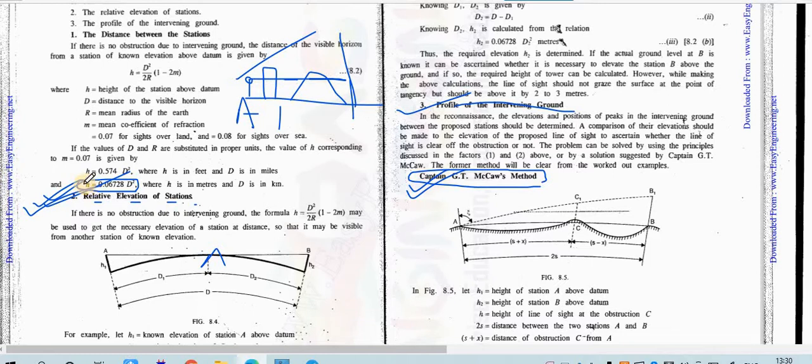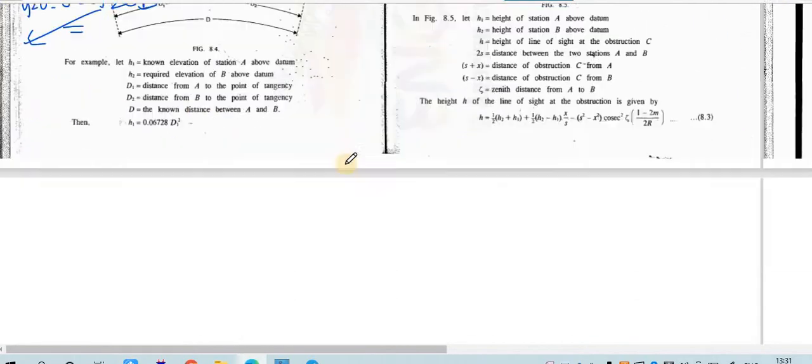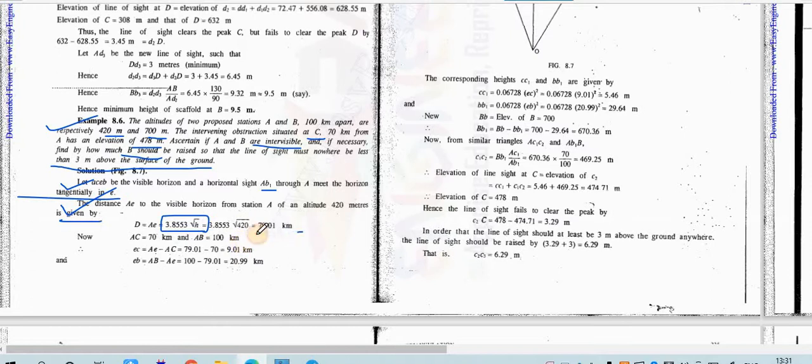Or you can use this formula also. Here we know the height is 420 meter. We don't know the distance, h = 0.06728 d squared. So divide this 420 by this value, and square that value, that will give you the answer. So the final answer for the distance A, in terms of kilometer, is 79.01 kilometer.